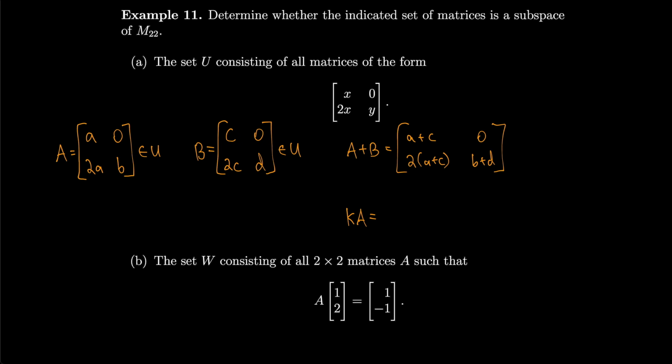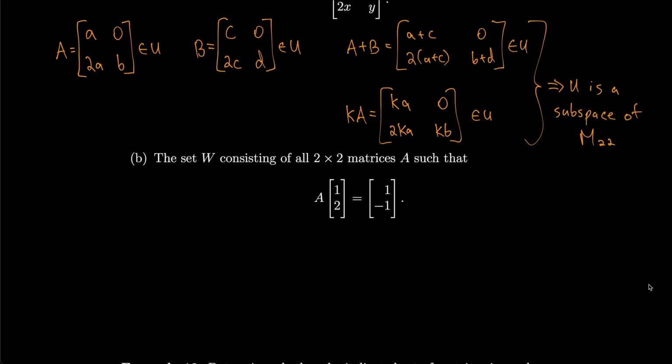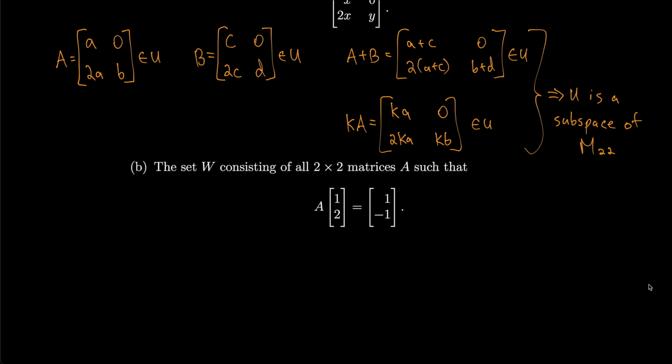So we'll take k times a, then we'll get 2ka, we'll get 0, k times 0 is still 0, and kb. And again, still of that form. So both of these guys are in U. So that means yes, U is a subspace of M22.